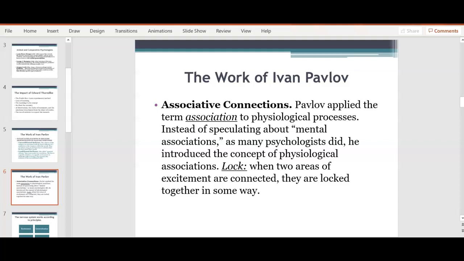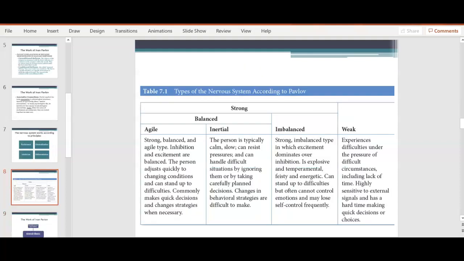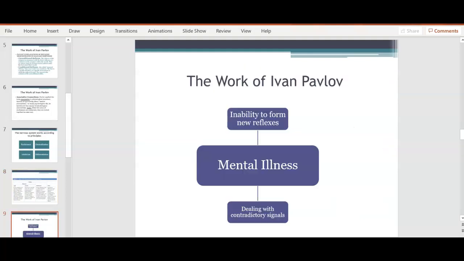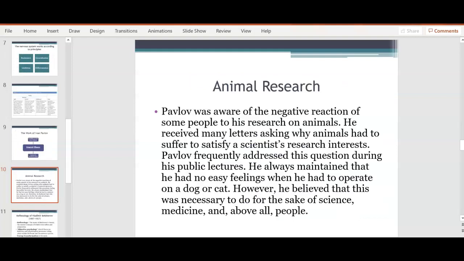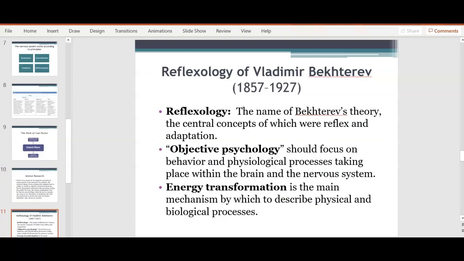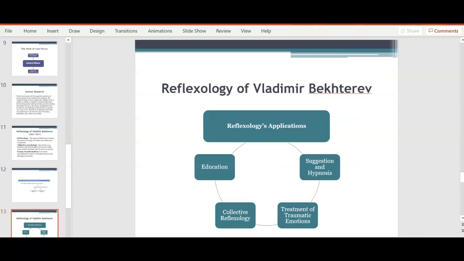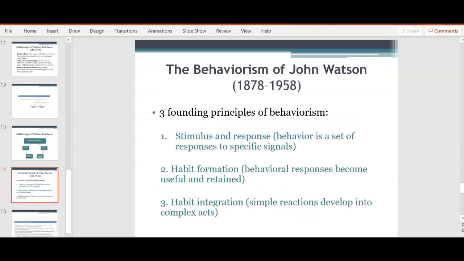So let's see, associative connections. There's a couple other things that I want to talk to you about. Animal research. Reflexology. Behaviorism and John Watson. So this is another key area of discussion.